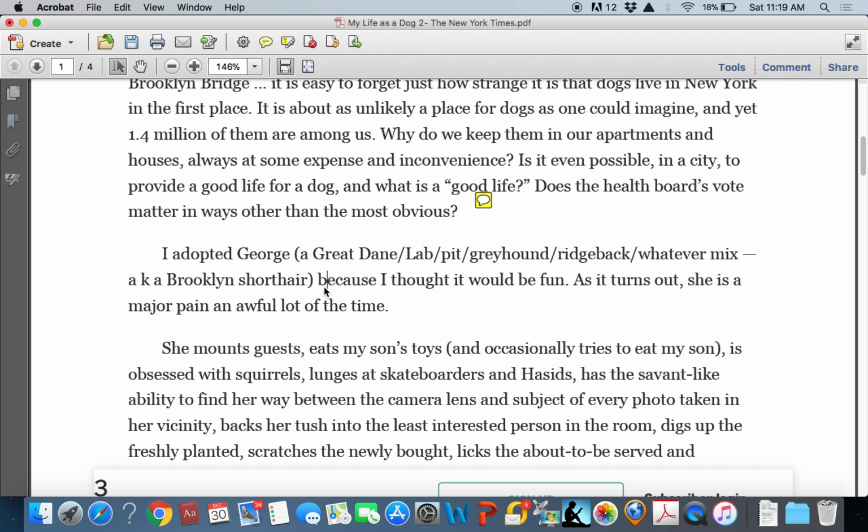I adopted George, a Great Dane Lab, Pit Greyhound, Ridgeback, whatever mix, aka Brooklyn Shorthair, because I thought it would be fun. As it turns out, she is a major pain an awful lot of the time.